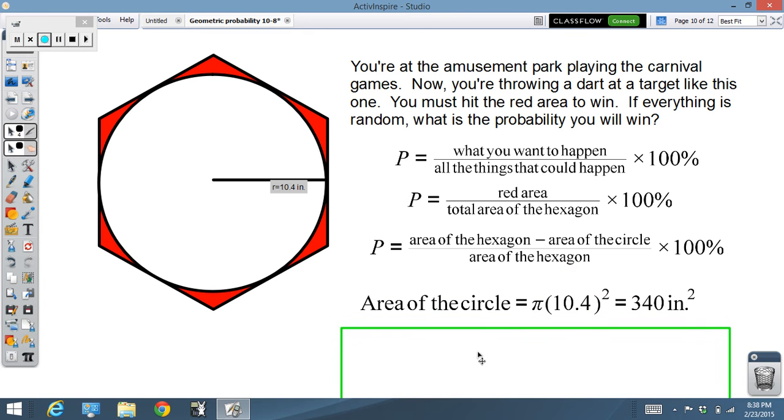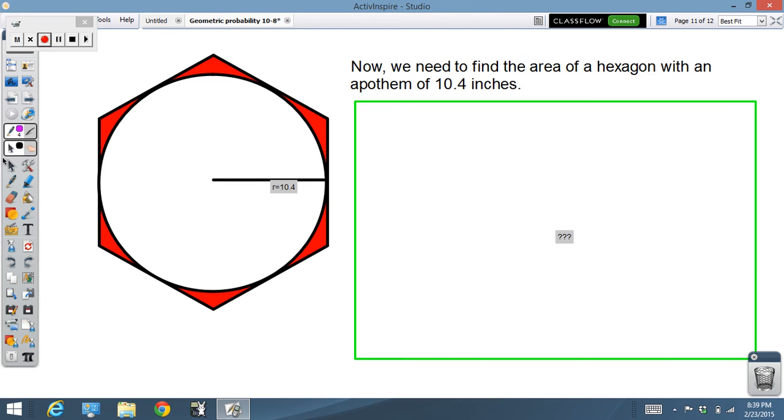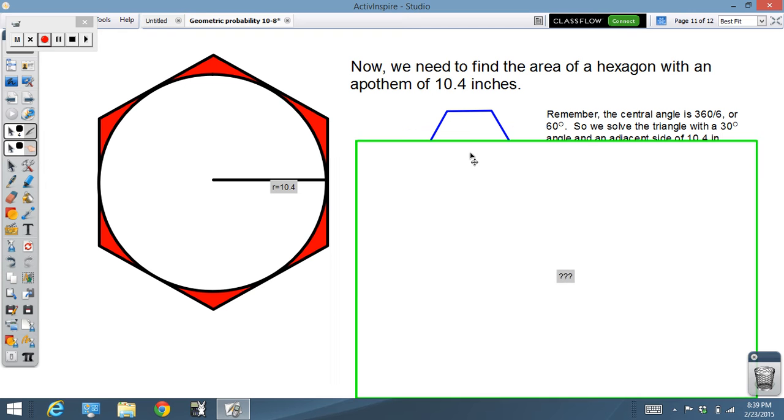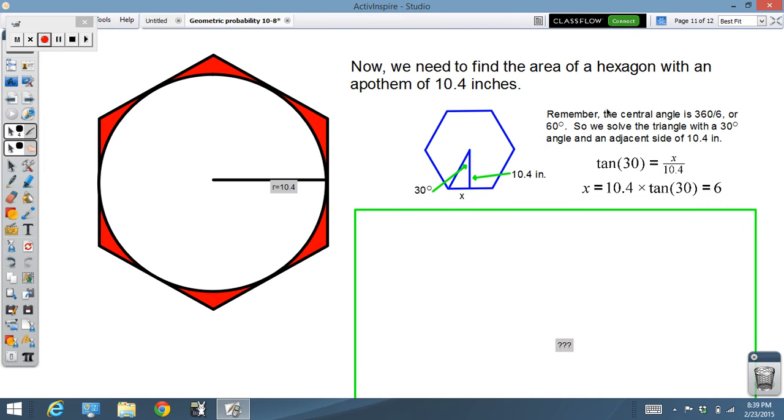So, the area of the circle is easy. The radius is 10.4 inches, so pi r squared gives us 340 square inches for the area of the circle. On the next slide, we're going to plug that in for the area of the circle. All right? But now we've got the tricky part. Let's find the area of the hexagon. So going on to the next page, we look at the area of the hexagon, and we remember our tricks from earlier in the chapter.